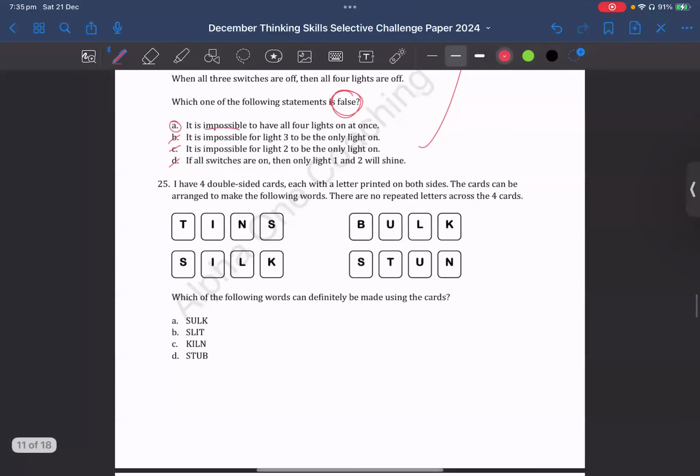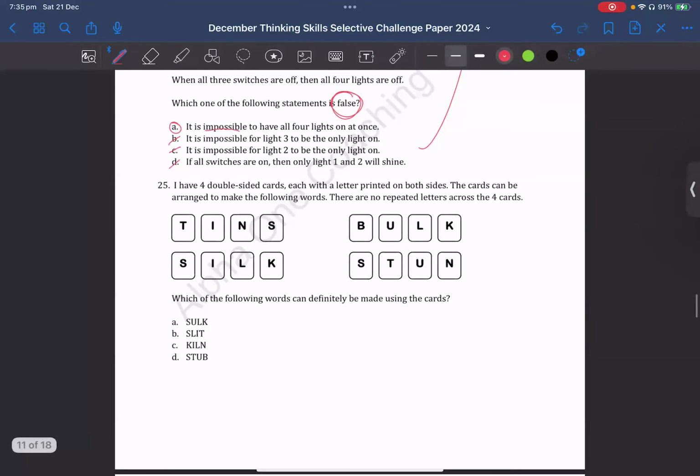Okay, 25. I've got 4 double-sided cards, each with a letter printed on both sides. So the first step is just to start with any of these. And then you're going to try and see which one of these letters is definitely behind something else. I'm going to look at TINS, sorry, it's TINS. I'm going to look at that: T and S is there, which means U should be behind I, because the whole idea is no letters repeated across the 4 cards.